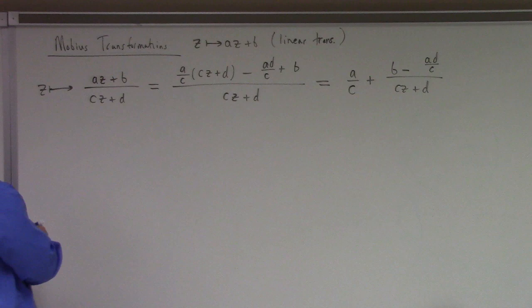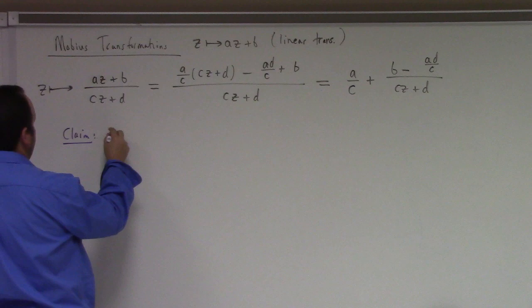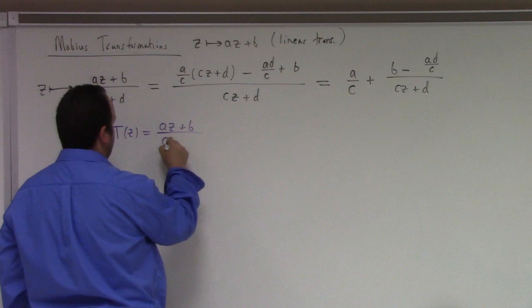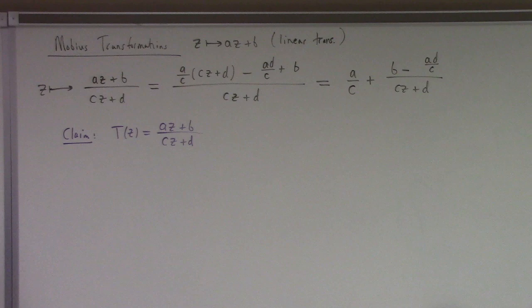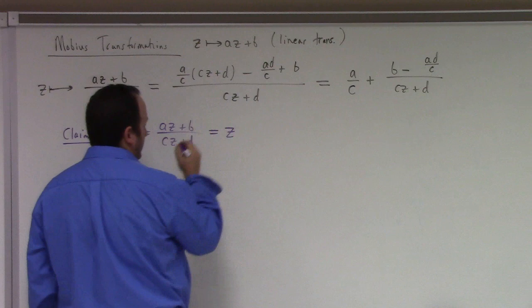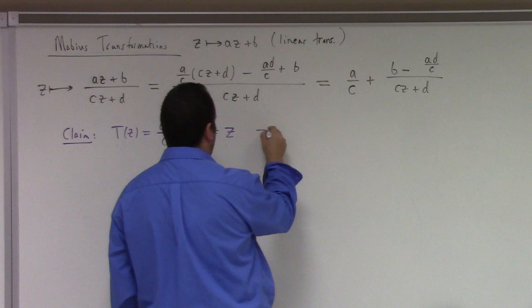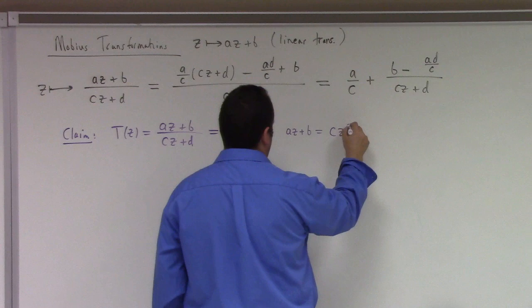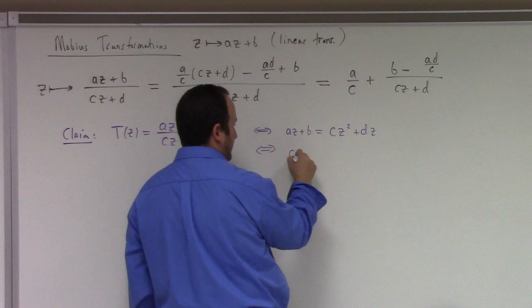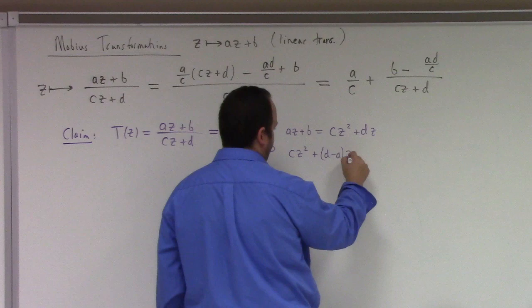Furthermore, we can prove, here's a claim, if we have T of z equal to (az plus b) over (cz plus d), suppose this has what's called a fixed point. What's a fixed point of a mapping? T of z equals z, right. So can you guys tell me, what does that mean then? Look at that. What do we got here? This is az plus b equal to cz squared plus dz. In other words, that would be cz squared plus (d minus a) times z minus b equals zero.